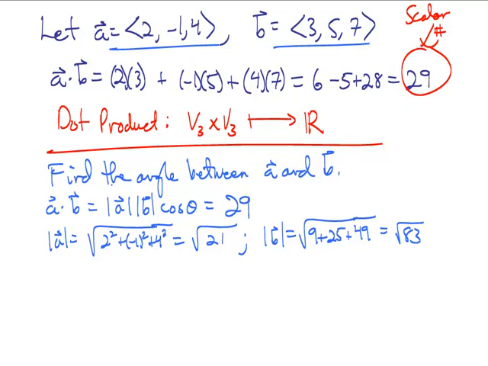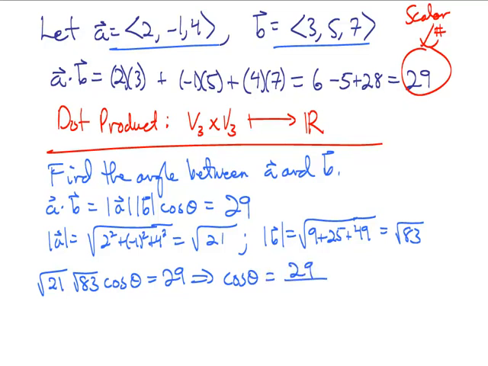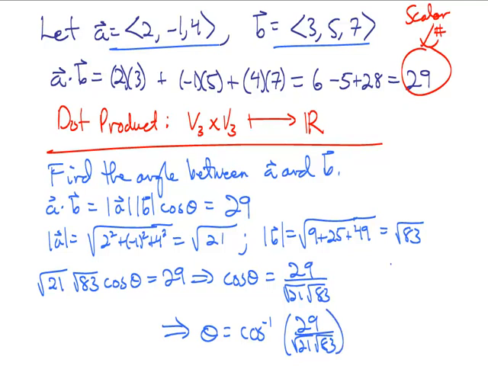I know that, replacing the square root of A and the square root of B with what they're equal to, I'm sorry, the magnitude of A and the magnitude of B, I know that 21 times the square root of 83 times the cosine of theta is equal to 29, which tells me that the cosine of theta is equal to 29 divided by the square root of 21 times the square root of 83, which tells me that theta itself is the inverse cosine of 29 over the square root of 21 times the square root of 83, and we can go ahead and plug that into our calculator if we want an approximation of that angle.